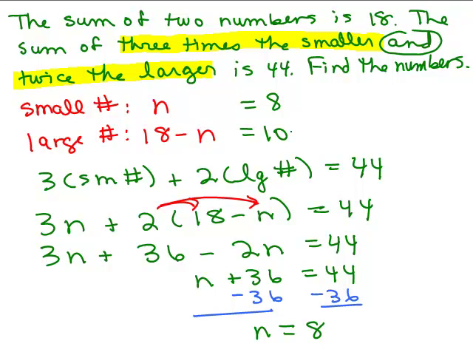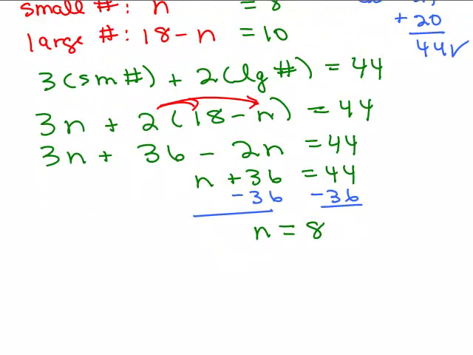Because the sum of two numbers is 18. And now we want to check. What if I take 3 times the smaller number and add it to twice the larger? All right, let's do that. So we're going to check. What's 3 times the smaller number? Well, that'd be 24, right? And then we're going to take 2 times the larger number. 2 times 10 is 20. And that adds up to 44. So, looks like we did it right, that the numbers are 8 and 10.